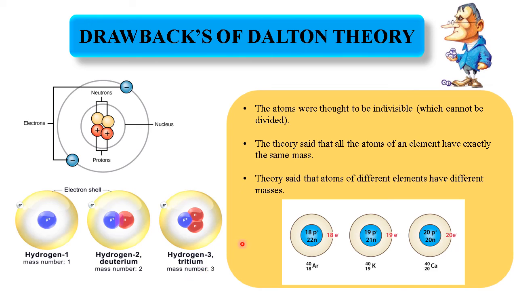The third drawback is that, as he said, atoms of different elements have different masses. It is, however, now known that even atoms of different elements can have the same mass, called isobars. Here we have taken one example which consists of argon, potassium, and calcium atoms. All are different atoms, but have the same mass. Hence, after all these discussions, hope you understood the laws of chemical combination and Dalton's atomic theory.